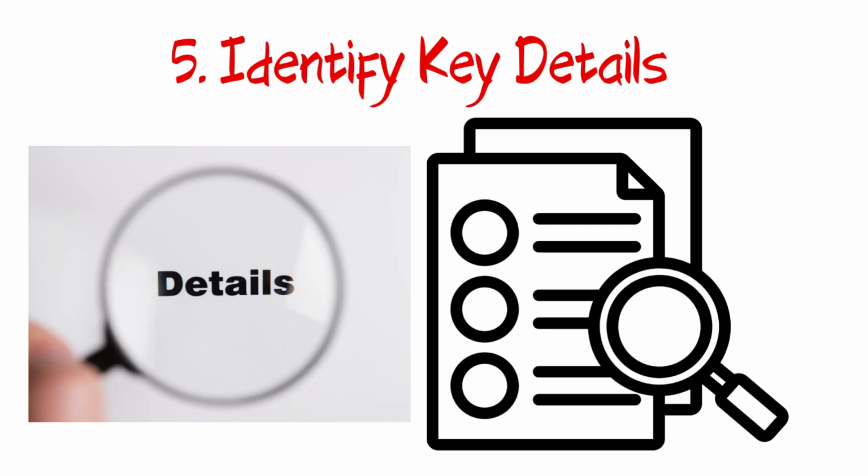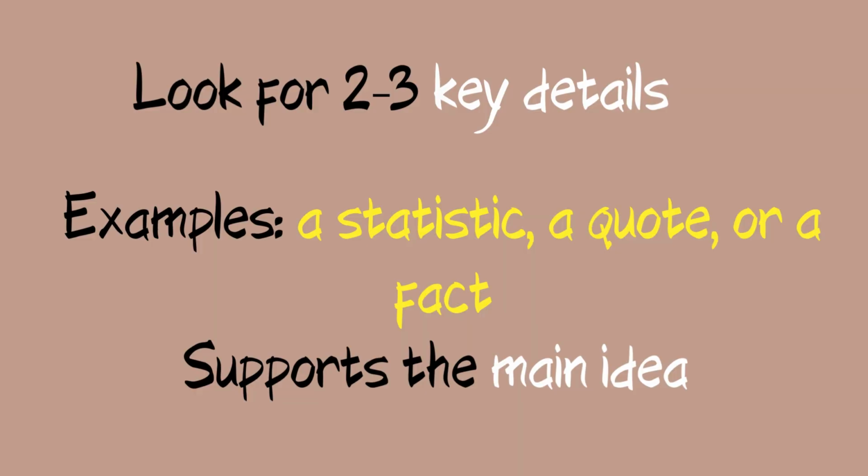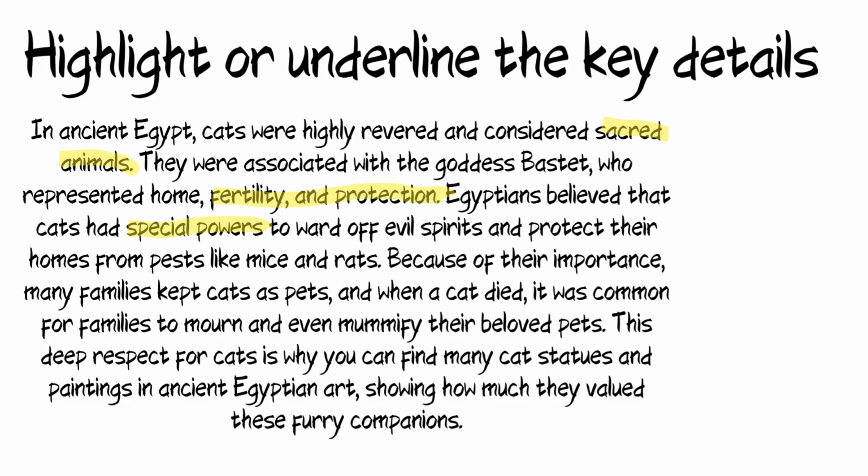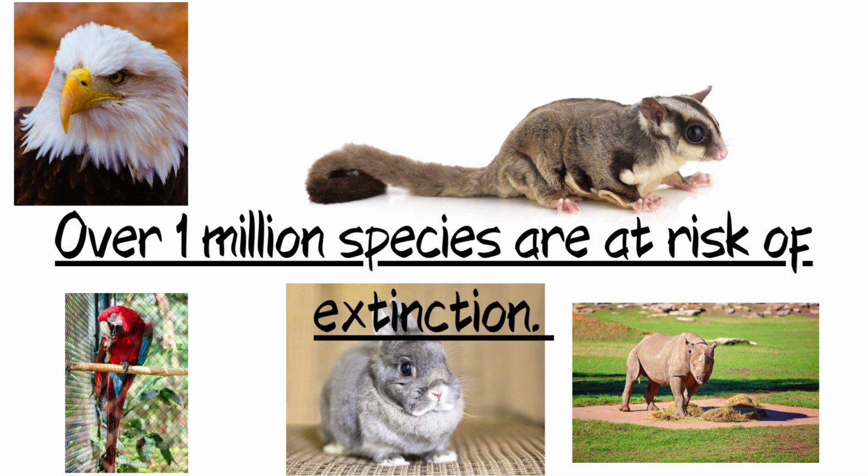5. Identify key details. Finally, as you read, try to identify 2 or 3 key details that support the main idea. Highlight or underline these key details. This could be a statistic, a quote, or a fact. For example, if the text mentions that over 1 million species are at risk of extinction, underline or highlight it. These details will be useful when you write a response later.